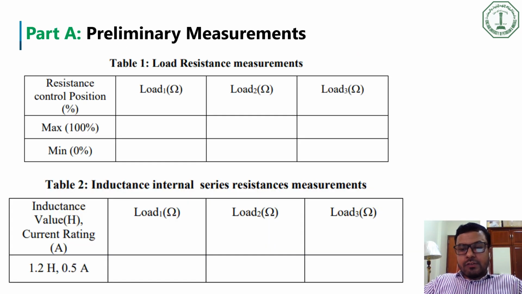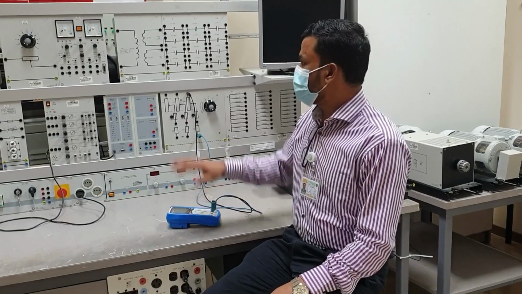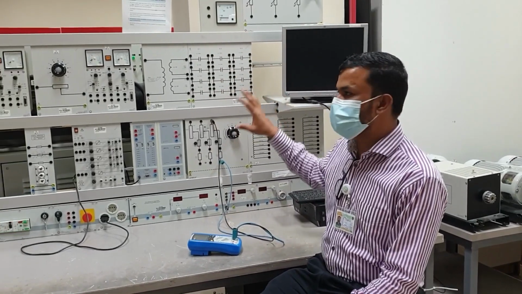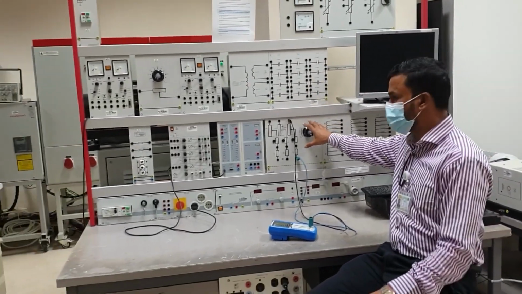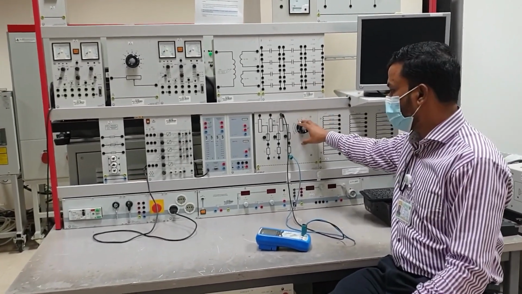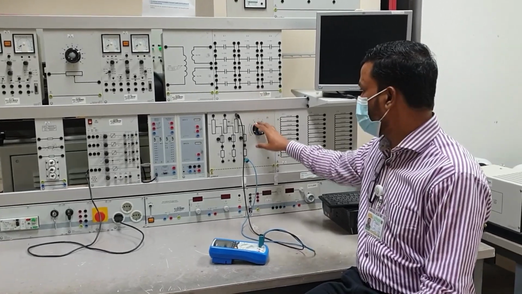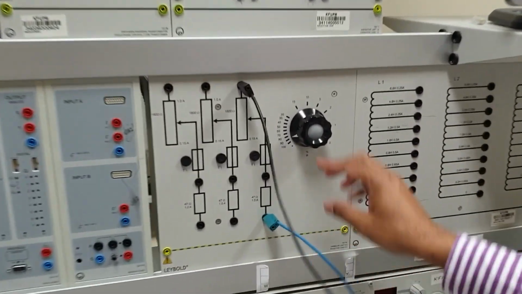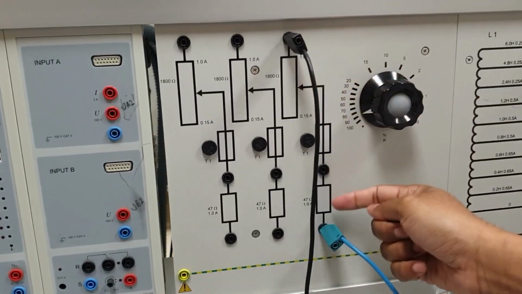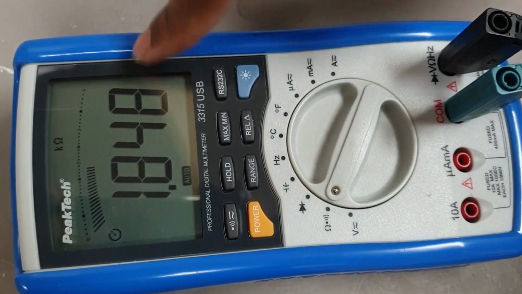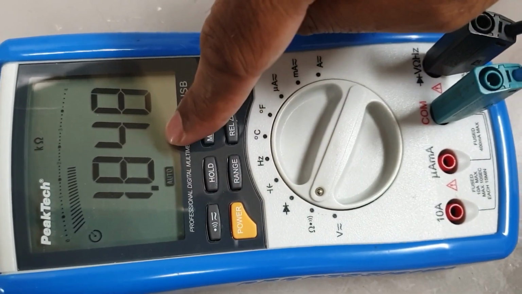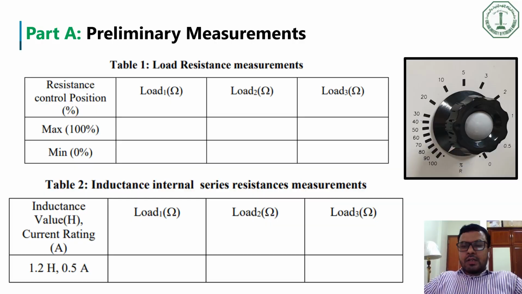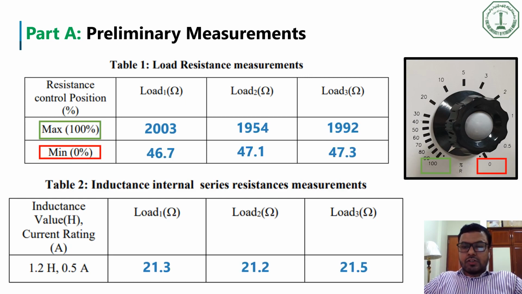This experiment is divided into 3 parts. In the first part, we do some preliminary measurements. This is our experimental workbench. In this workbench, we have this resistive load, and at the beginning of our experiment number 1, we have to measure the resistance values. So this is how we have connected. As you can see, we have one variable resistor and one fixed resistor. In the multimeter, the value is 1.848 kilo ohm. Using the multimeter, we get these resistance values for the inductor and the resistor banks.